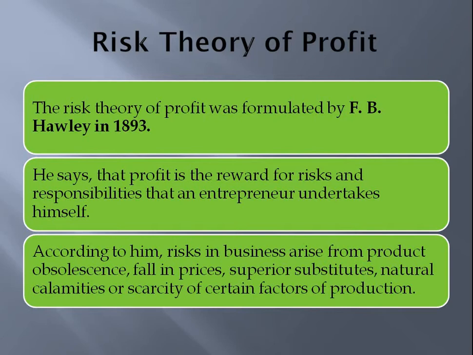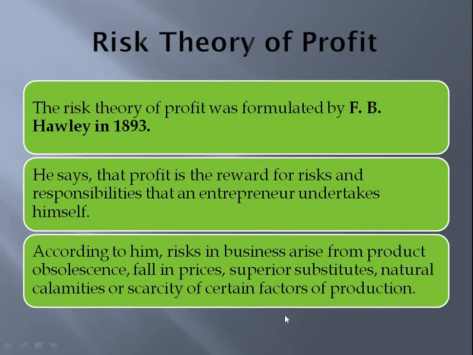Then superior substitutes. If your product has a substitute which is much better than your product, then it is also a risk for businessmen. Natural calamities are naturally a risk for your business. Or scarcity of certain factors of production. It might be capital, land, labor, anything you take. If there occurs a scarcity of these factors of production, then your product might also decline in value, and the risk for the businessman will arise.